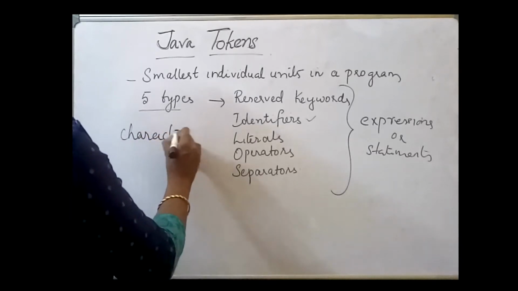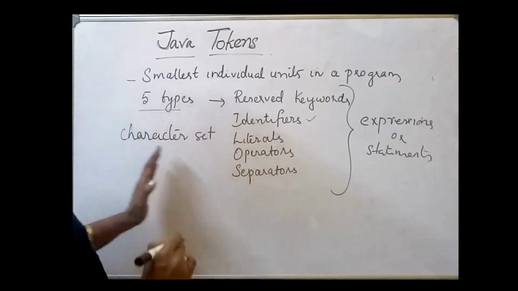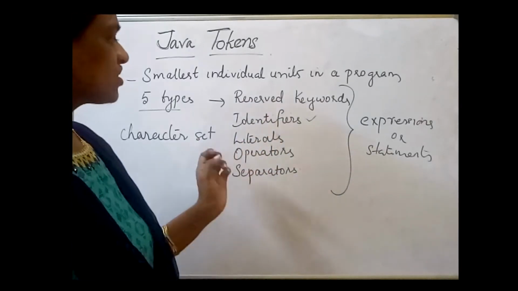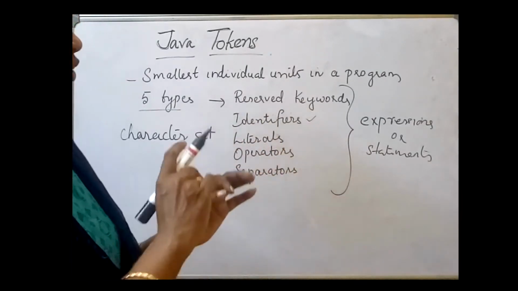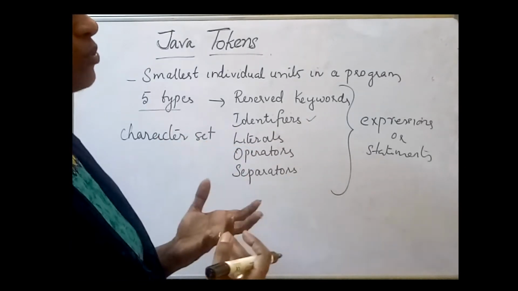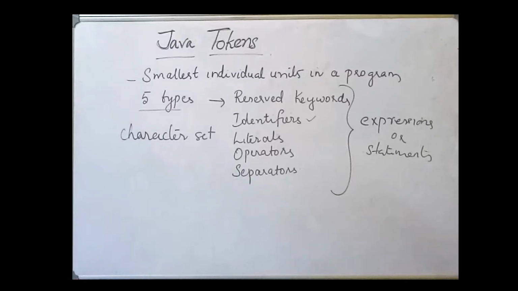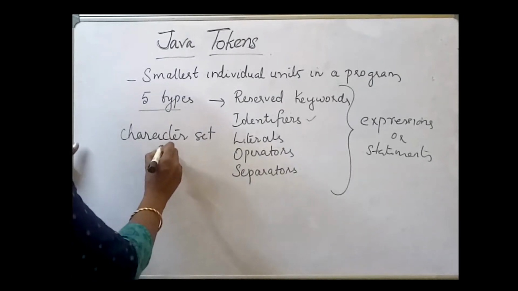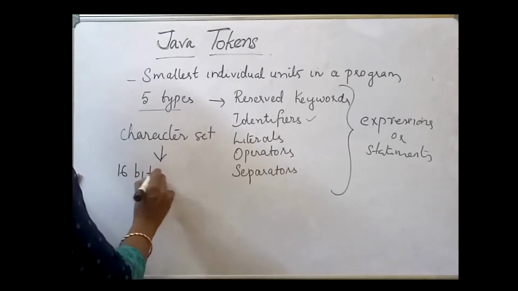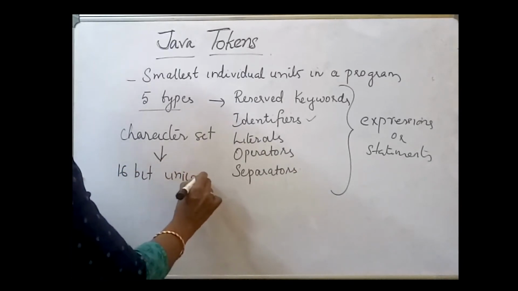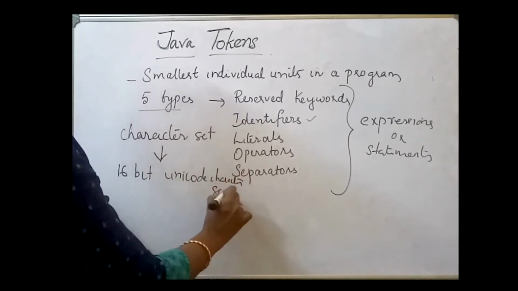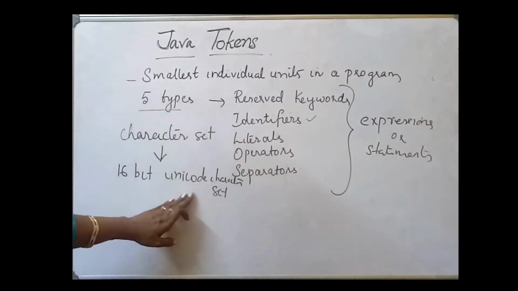Okay, now another point: in order to write these tokens we need a character set. Characters വെച്ചിട്ടാണ് എന്താണെങ്കിലും കീവേഡോ ഐഡന്റിഫയർ ലിറ്ററൽ ഓപ്പറേറ്റർ സെപ്പറേറ്റർ എല്ലാം എഴുതുന്നത്. ഇവിടെയും ക്യാരക്ടർ സെറ്റ് വേണം. And Java is supporting 16-bit Unicode character set. So Java supports 16-bit Unicode character set.